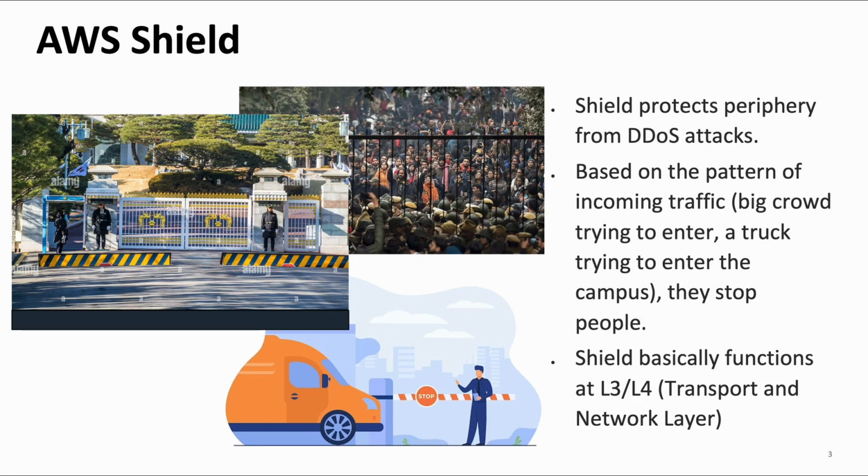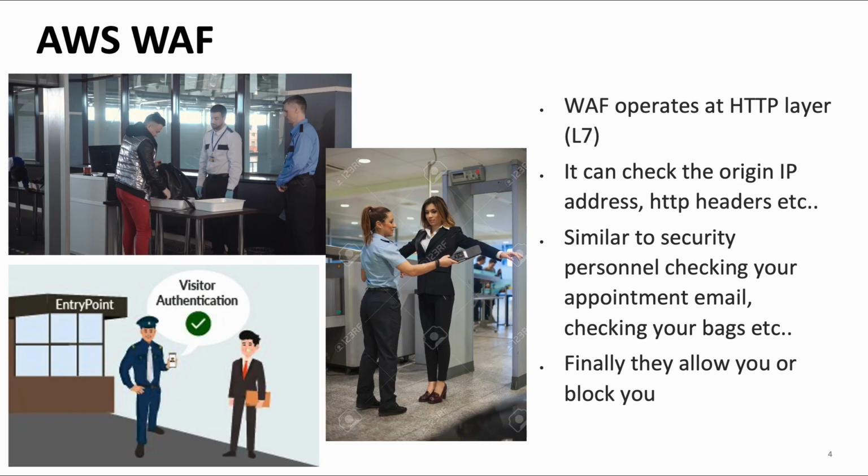It provides security at the periphery of your cloud infrastructure, which is similar to the security standing at the gate of your VIP's house compound. Okay, let's see the next one, which is WAF, Web Application Firewall. How is it different from Shield? In Shield, you are the security standing at the gate, you will just look at the patterns, you will not allow the trucks to come in, or the big crowds to come in, and there are other known patterns which you will disallow.